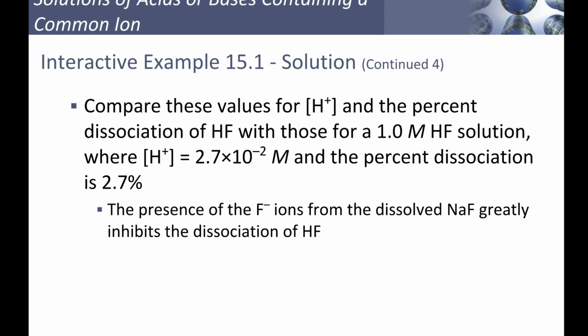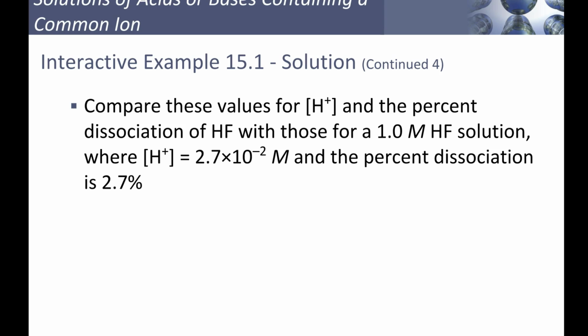So you had 2.7 times 10 to the negative 2 molar hydrogen ion, right? And the percent dissociation. But then once you added the fluoride ions from the dissolved sodium fluoride, the dissociation became even less. Okay? Because the sodium is going to pick up the fluorides too.